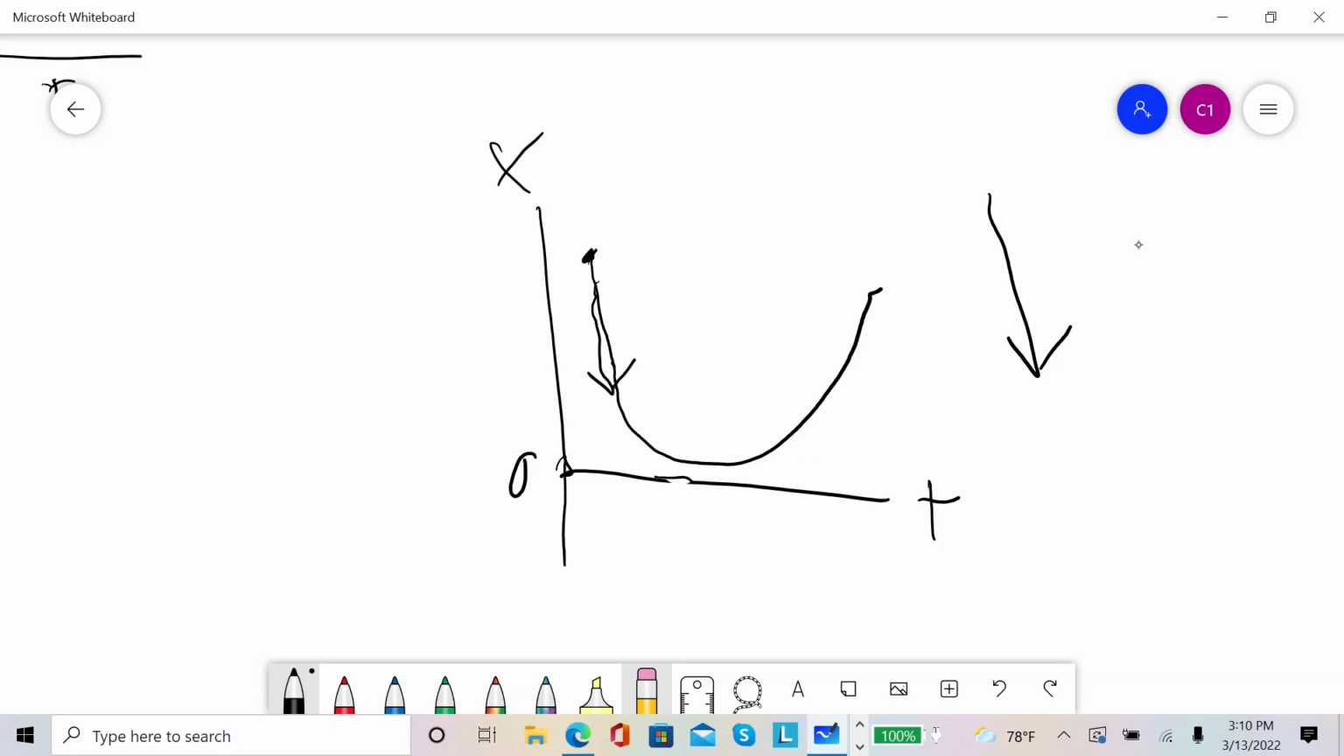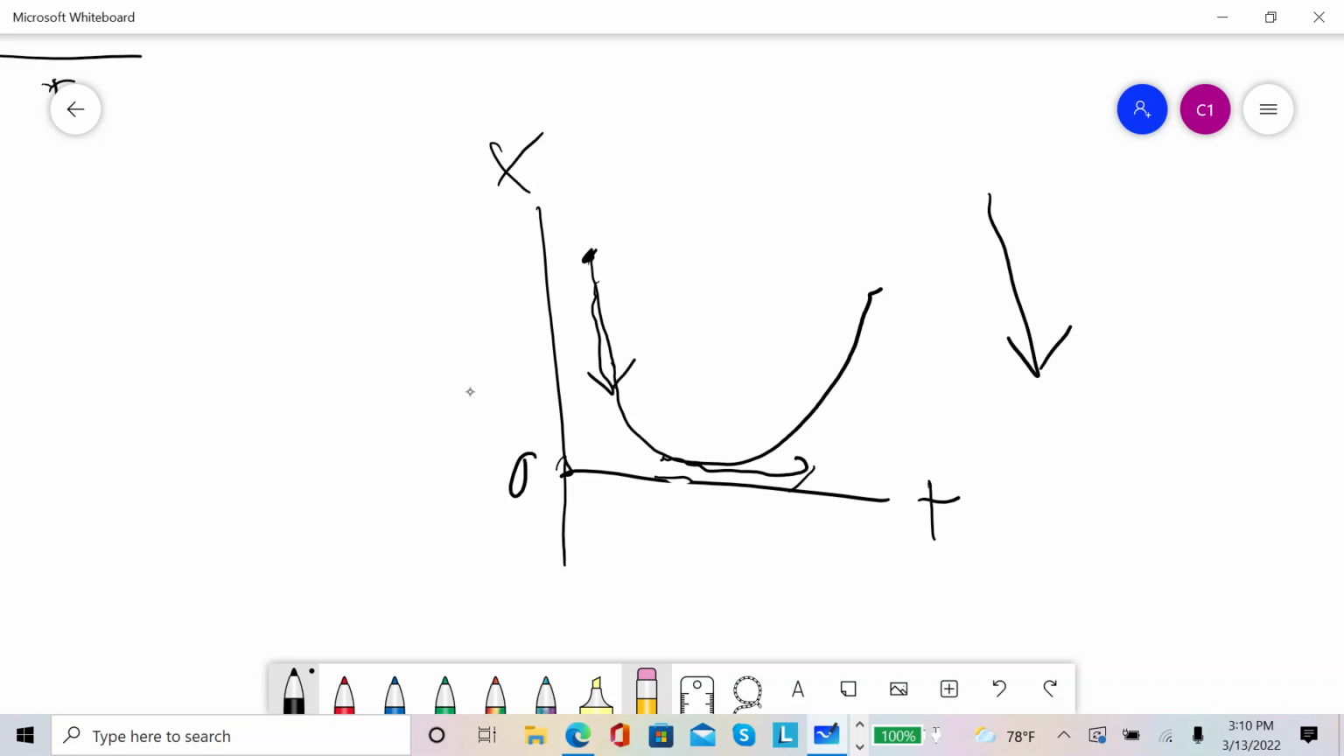It's going to be negative, negative, negative, all the way until here, where velocity will be 0, and then it'll continue increasing. Now, that means that velocity is negative, then 0, then positive. And what about acceleration? Acceleration is going to be positive in this case.